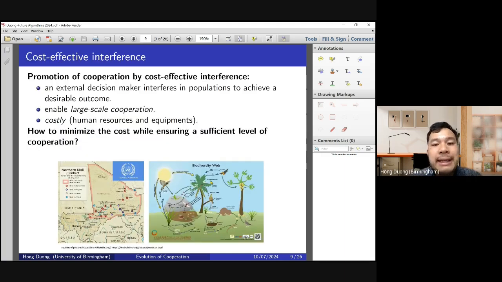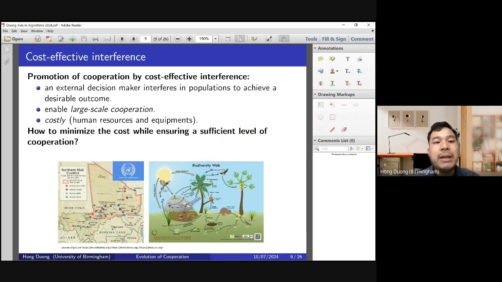Okay, so institutional incentive, and I mentioned that there is an external decision maker that interferes in the population to achieve a desirable outcome. For instance, we want the level of cooperation to be sufficiently large. So this is a very important mechanism for the evolution of cooperation because this enables large-scale cooperation. The internal mechanisms I mentioned earlier are only for small populations.